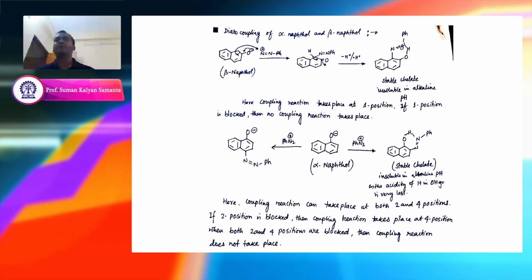Okay. Now let's go to the diazo coupling reaction. This is very interesting, and this is a reaction you have done. We will mainly focus on alpha naphthol and beta naphthol. If we first take beta naphthol and benzene diazonium salt, it mainly reacts at the 1 position, that is the top position here, to give the diazo coupled product at the 1 position, and it is also stable because of the intramolecular hydrogen bond.